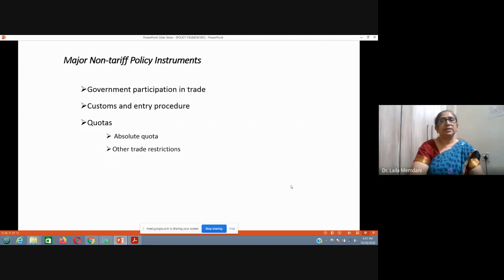Major non-tariff policy instruments: government participation in trade. So government will trade rather than allowing it to be left to the private sector. Customs and entry procedure. Sometimes customs and entry procedure is very difficult. It takes some 40 days, 50 days. So it is a demotivation for the exporters to export their goods to our country or for the importers of our country to import goods from foreign country. Quotas: absolute quotas may be given to the companies, that is, they cannot import more than that. Then there will be other restrictions like total trade ban.